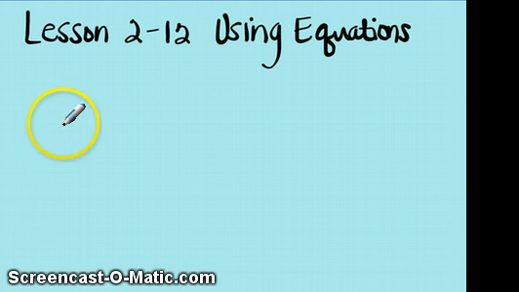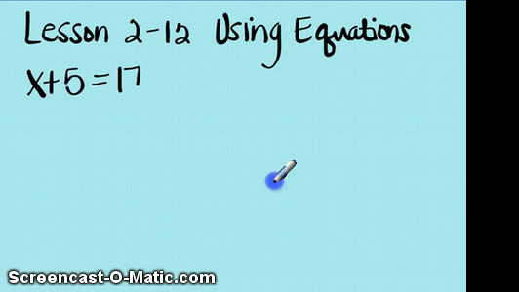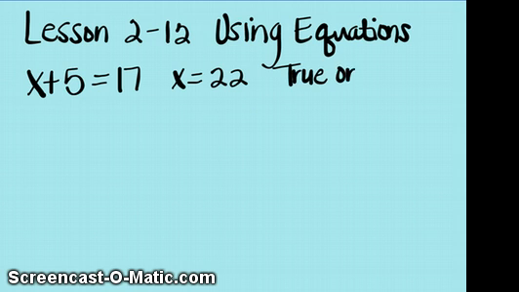So if I have the equation x plus 5 and it's supposed to equal 17, if they say that x equals 22, would that statement be true or would it be false?